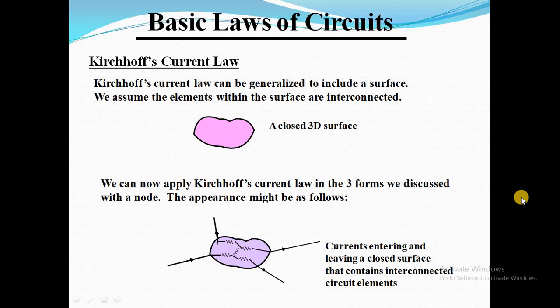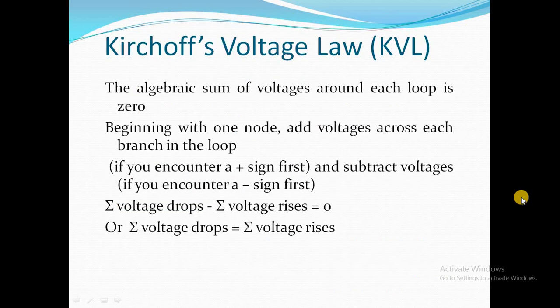I hope you have put the values into the chat box. Now Kirchhoff's current law can be generalized to include a surface. We assume the elements within the surface are interconnected, a closed 3D surface. We can now apply Kirchhoff's current law in the three forms we discussed with a node. The current entering and leaving a closed surface that contains interconnected circuit elements. So this is the application of Kirchhoff's current law.